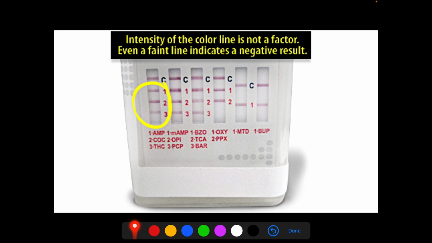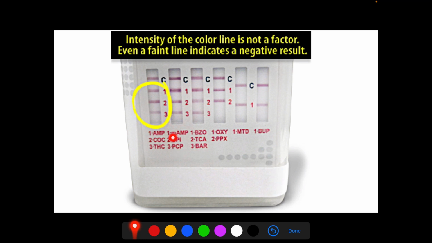So how do we interpret these results? All of these are negative for drug tests. In this one, we have 3 drugs tested. As you can see, there is a control line. The first line is for amphetamine, the second line for cocaine, and the third line for THC, tetrahydrocannabinol. All of those contain a line, so that means they are negative for those drugs.